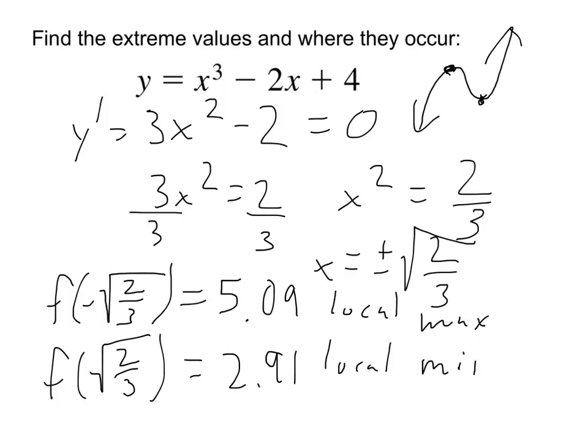Now, thinking about the extreme value theorem, I thought it said we'd always have a global max and global min, but that was on a closed interval. This isn't closed. This goes forever to the left and forever to the right. Since we go on forever and it's not closed, we don't have any global mins or maxes here. So just these two local points are our extreme values.